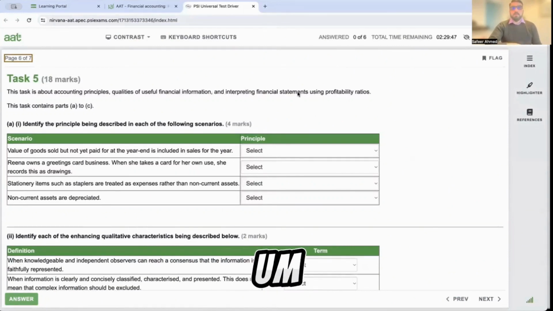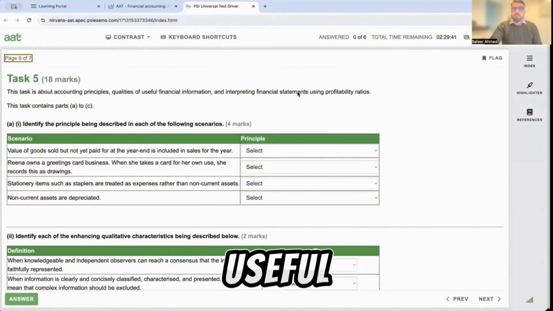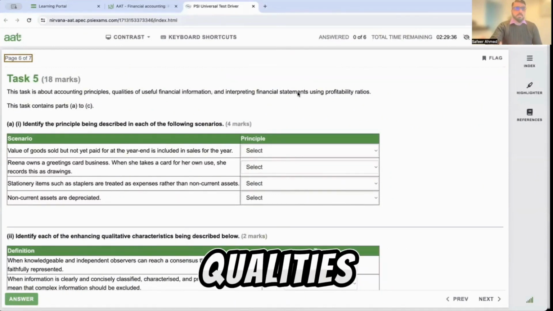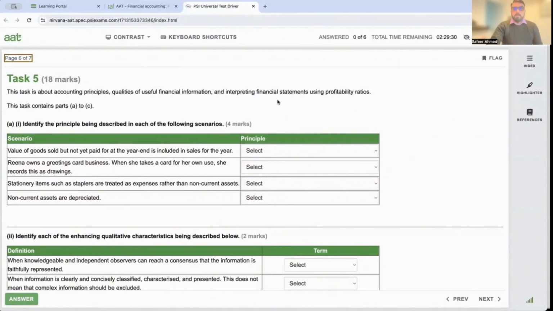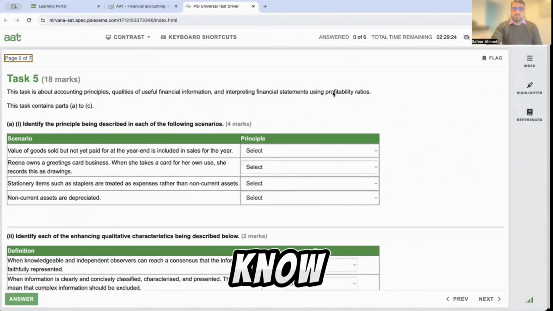So it's all about accounting principles, also known as accounting concepts, and the qualities of useful financial information. Remember, there are two fundamental qualitative characteristics and four enhancing qualitative characteristics, as well as interpreting financial statements using profitability ratios. Now, this topic is, as you know, new at level 3, so there will be something in relation to that. Normally it is calculation of ratios as well as interpretation of ratios, as a yes, no, or true or false kind of question.